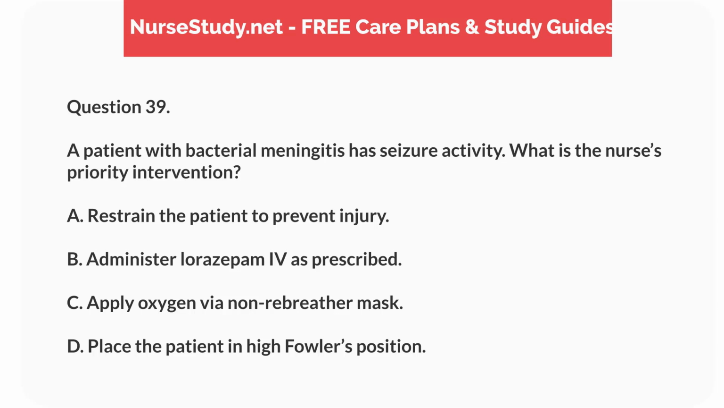Question 39. A patient with bacterial meningitis has seizure activity. What is the nurse's priority intervention? A. Restrain the patient to prevent injury. B. Administer lorazepam IV as prescribed. C. Apply oxygen via non-rebreather mask. D. Place the patient in high Fowler's position.